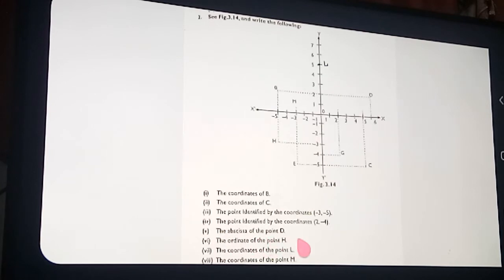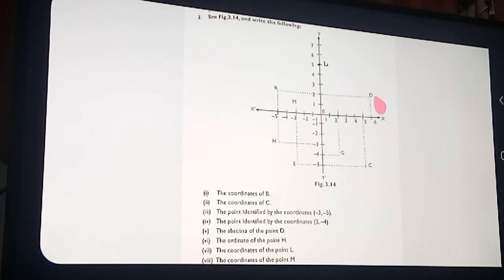So what is your question? The abscissa of the point D. So first you locate the point D, where it is here. The point D you saw. So what is its x coordinate? See here, the perpendicular from the point D to the x-axis meets at the point 6. So what is the abscissa of the point D? The abscissa of the point D is 6.